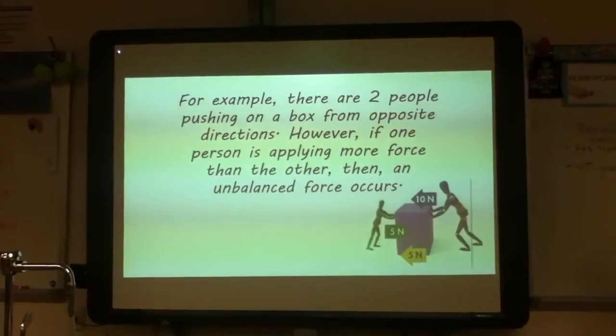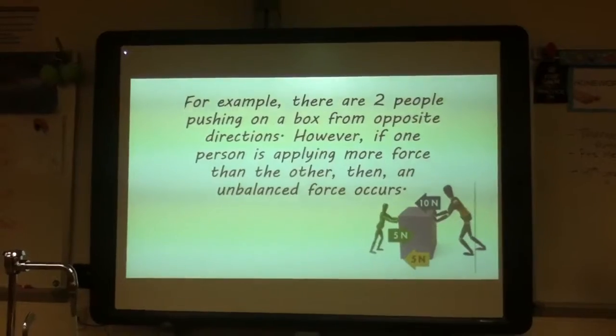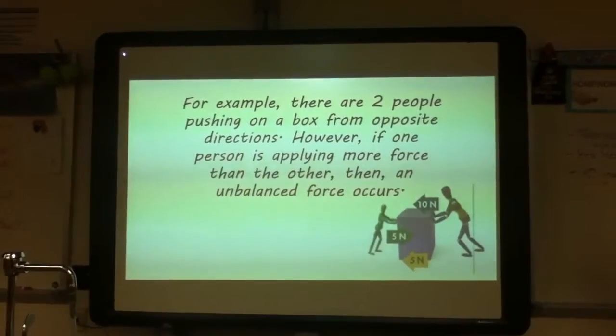For example, there are two people pushing on a box from opposite directions. However, if one person is applying more force than the other, an unbalanced force occurs.